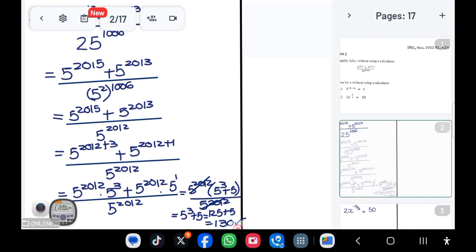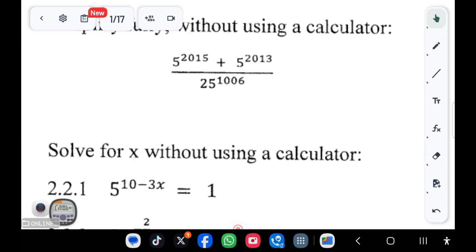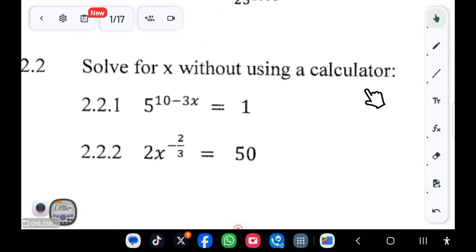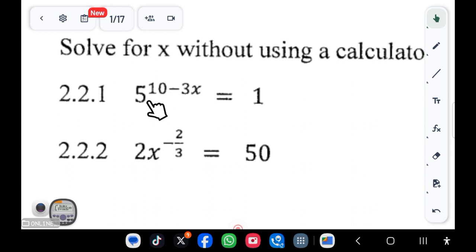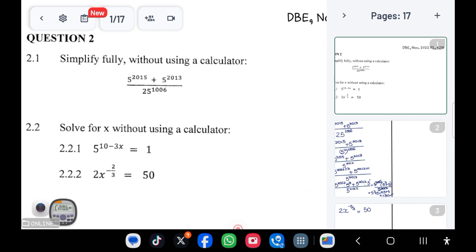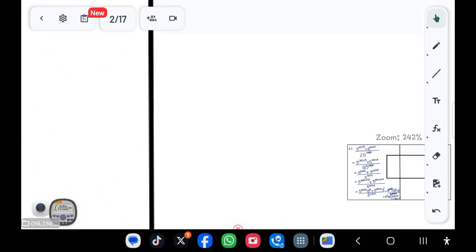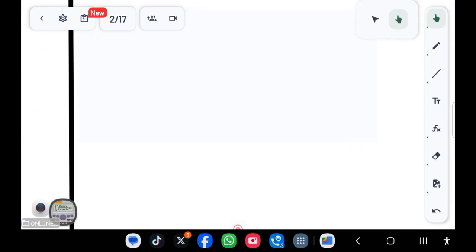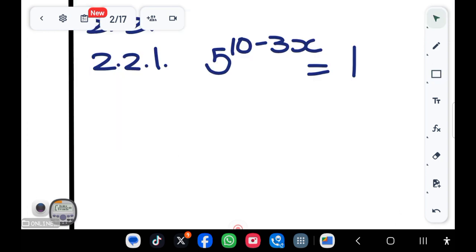Next question goes, solve for x without using a calculator. So we've got this question. Now this question becomes very easy to deal with. 5 to the power of 10 minus 3x equals to 1.